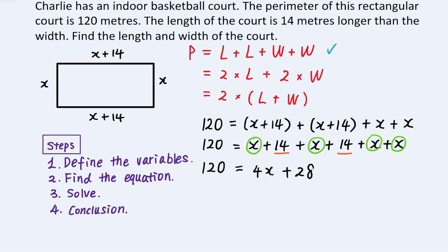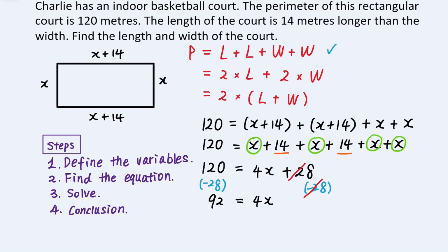The final goal is to have x by itself. So if I take away 28 on both sides, on the right hand side, the plus 28 and the minus 28 cancel each other out. On the left hand side, I have 120 take away 28, which is 92. So 92 is equal to 4x.